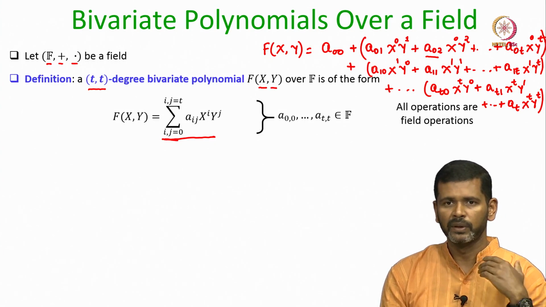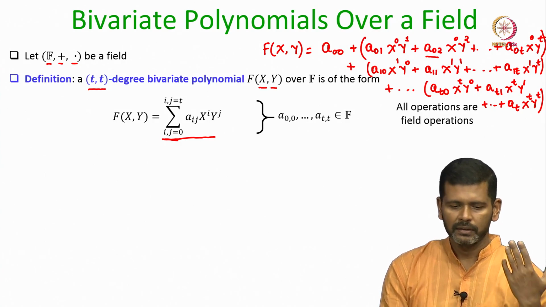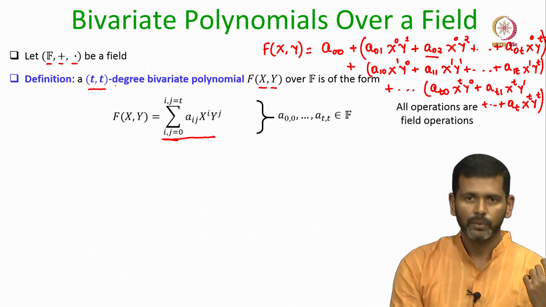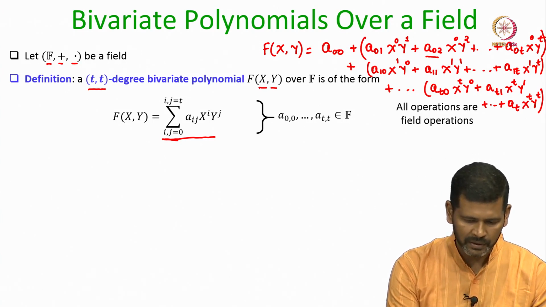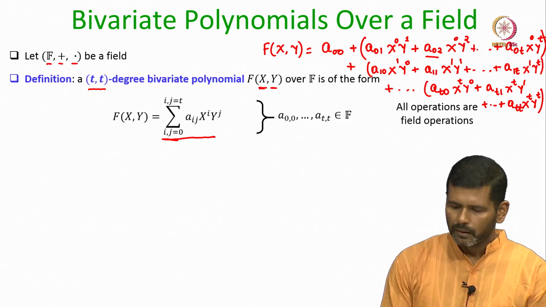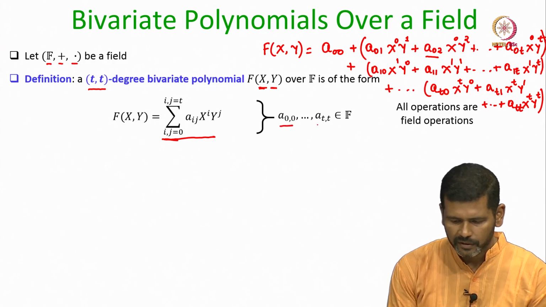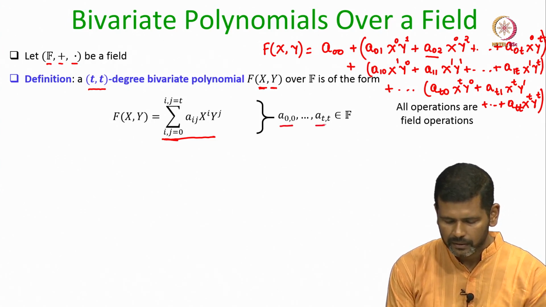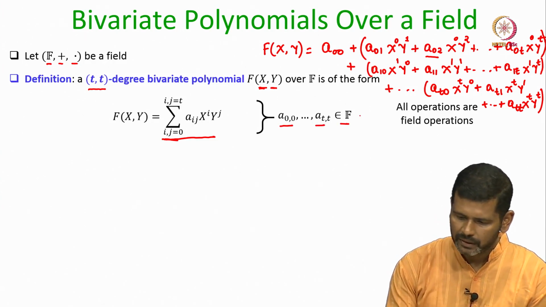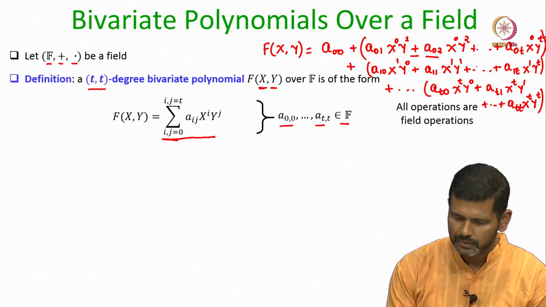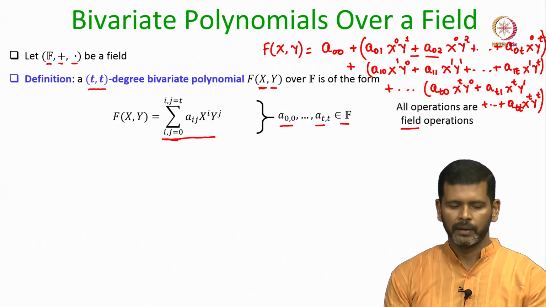All of us are familiar with univariate polynomials in one variable of degree t. Now, we are extending that concept to two dimensional polynomials, where the two dimensions are represented by two variables x and y, and all these coefficients a sub 0 0, a sub 0 1 up to a sub t t will be elements of the finite field, and all the plus operations and the dot operations here in the expansion are your field plus and dot operations. So, let us see some examples here.